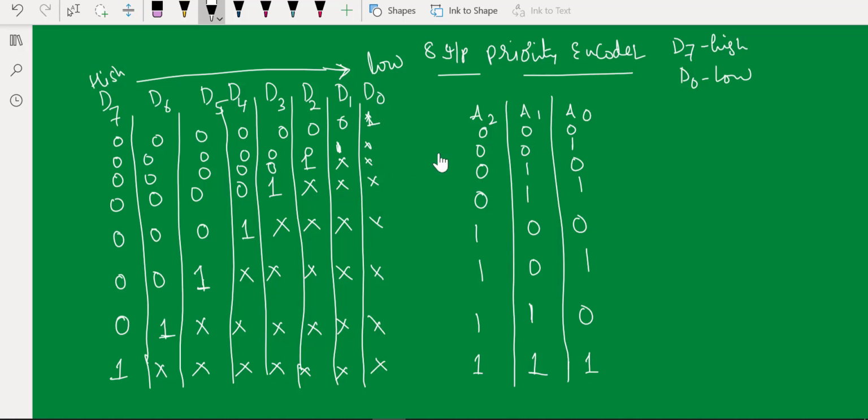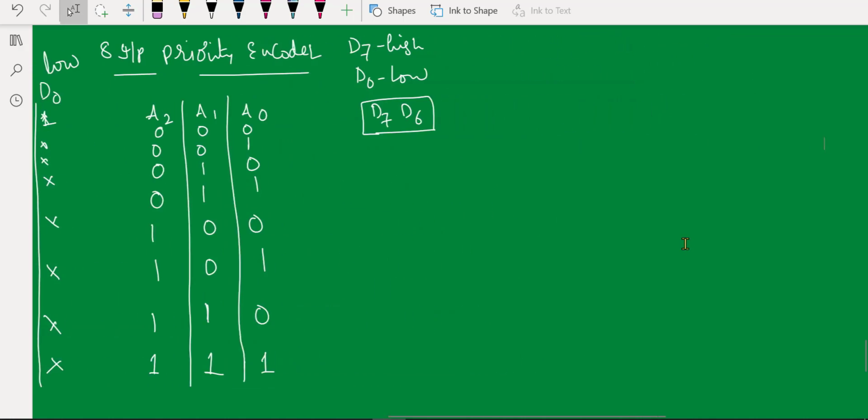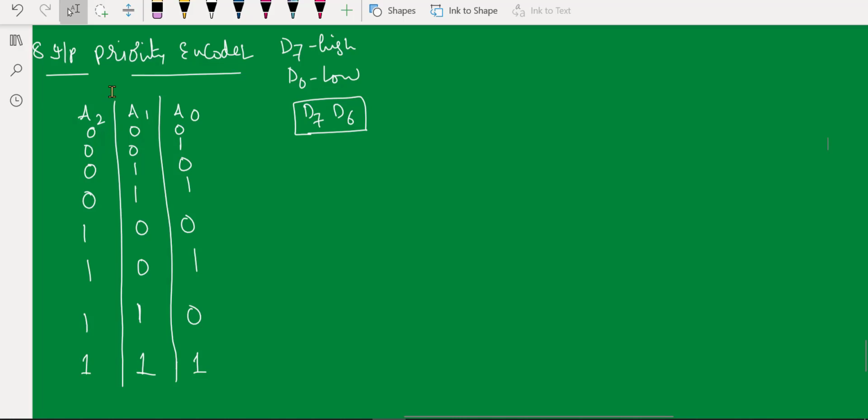Let's start with a simple example. When D7 and D6 are pressed, since D7 has the highest priority, it's supposed to produce all ones. Similarly, when D6 and D5 are pressed, since D6 has the highest priority, D6 will appear at the output side, and it goes on. So now we'll construct the circuit for A0, A1 and A2.